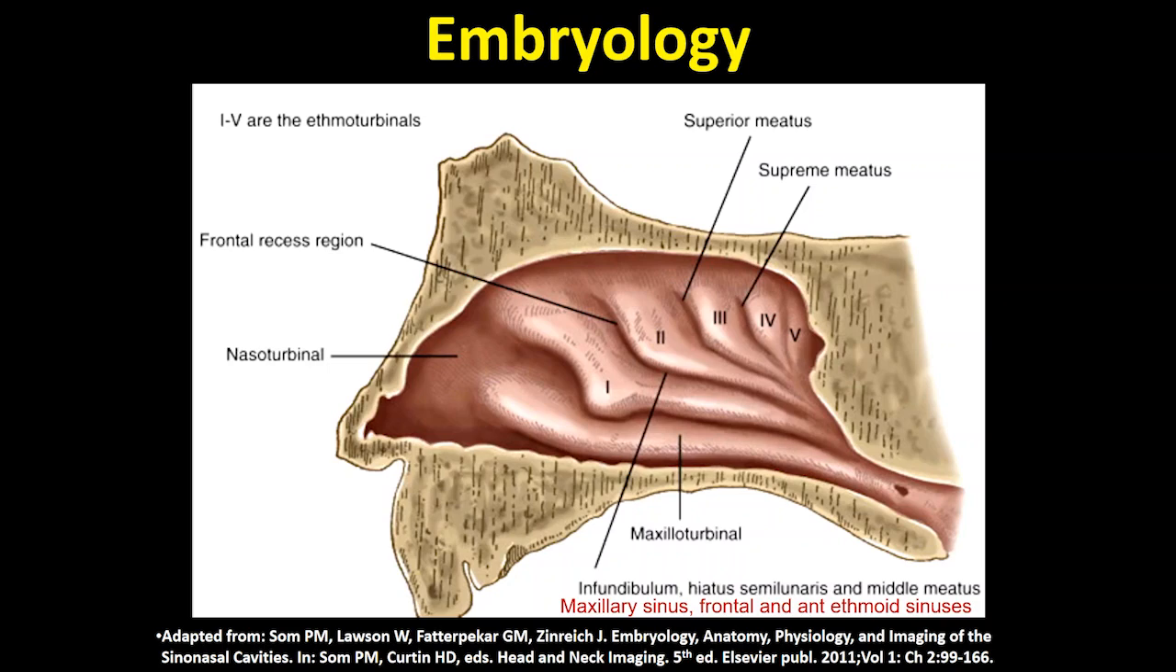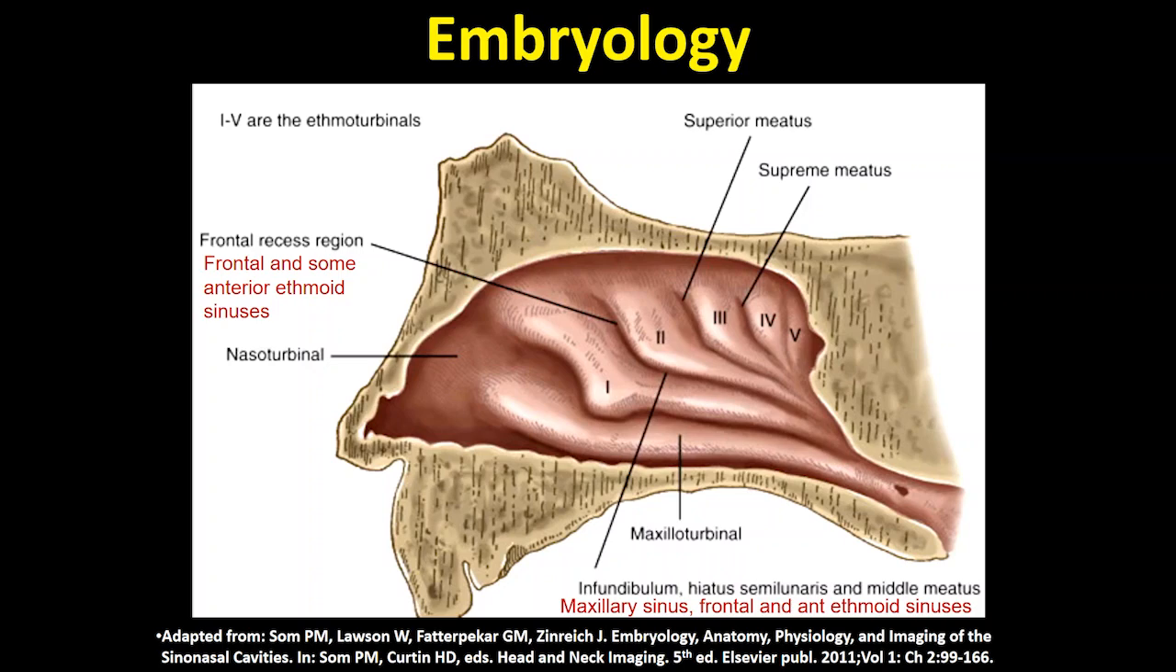The ascending process contributes to the formation of the frontal recess region and results in the development of some frontal and anterior ethmoid sinuses. Again, notice that the frontal and some anterior ethmoid sinuses have some embryological variation in terms of where they develop from and therefore the underlying anatomical variants that we see.